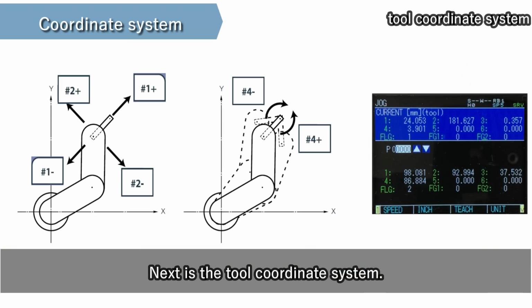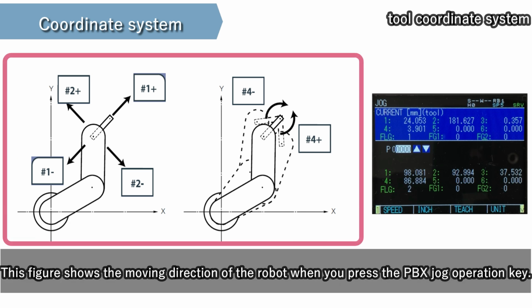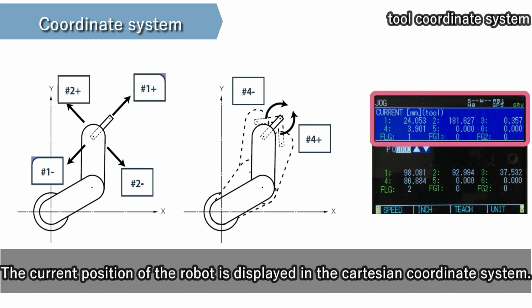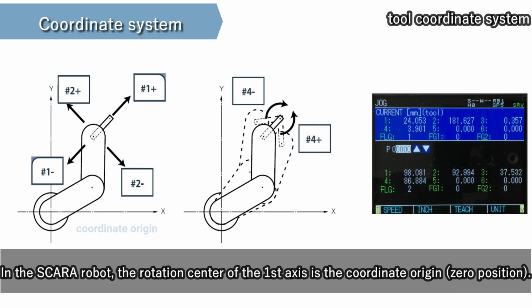Next is the tool coordinate system. This figure shows the moving direction of the robot when you press the PBX jog operation key. The current position of the robot is displayed in the Cartesian coordinate system. In the SCARA robot, the rotation center of the first axis is the coordinate origin, 0 position.